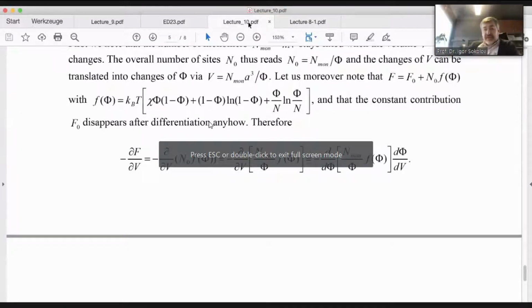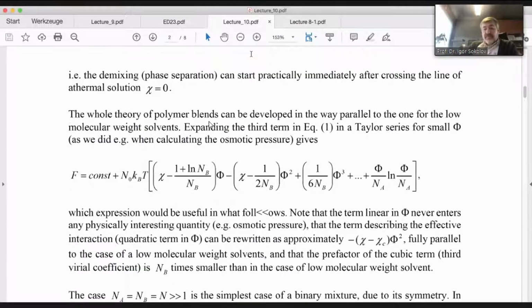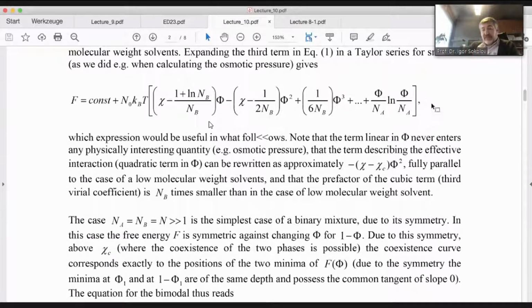And now I come back to the lecture here. What is in the square brackets is my small f of phi. And if I am calculating whatever responses, which means whatever derivatives of this f with respect to anything, this anything always comes via phi. We have seen it in the last lecture, where also x came essentially via phi.